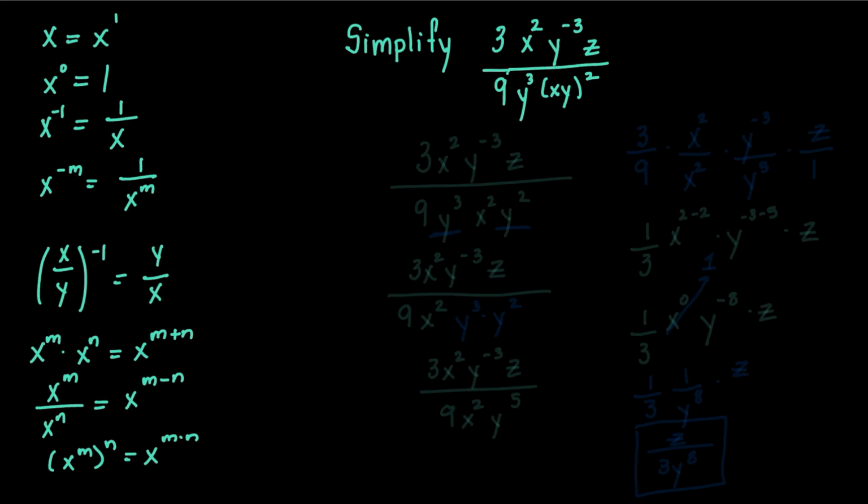The numerator doesn't have anything I can simplify, so I'm going to rewrite it. The denominator has a power that I can distribute in. So I know the quantity xy squared is going to become x squared, y squared. Okay, I'm going to go back and see, can I simplify anything in the denominator now that I've distributed the square in? So I'm going to rewrite the numerator.